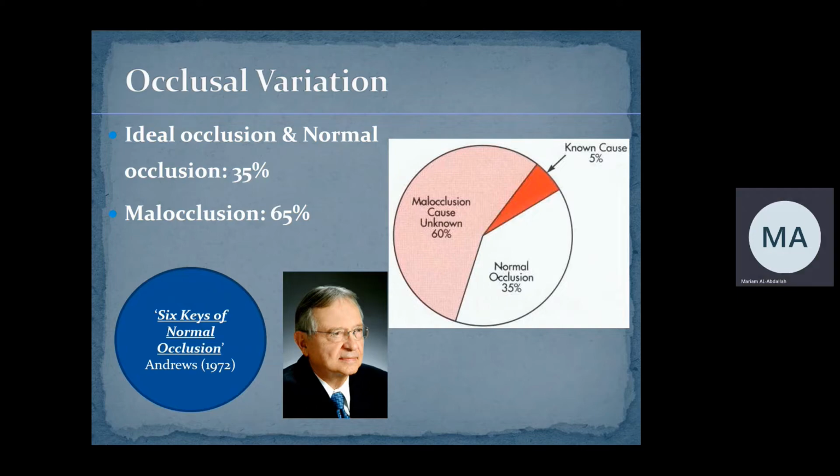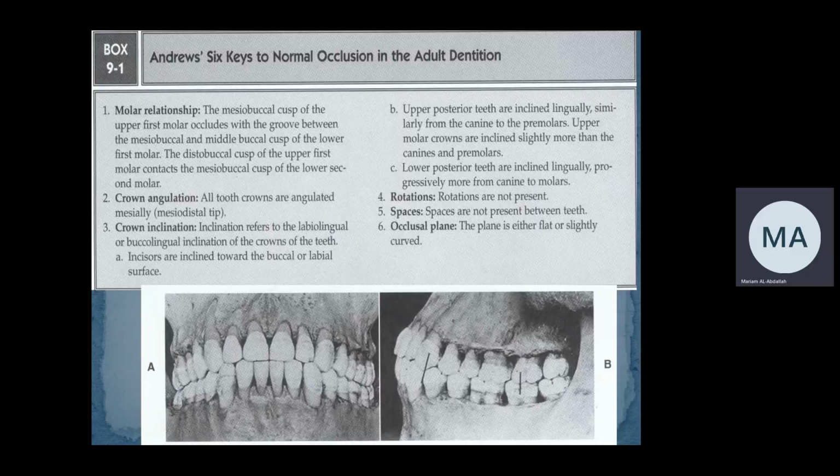To describe normal occlusion, Lawrence Andrews took 120 study models of patients with beautiful occlusion, males and females, and he studied those study models thoroughly, made lots of measurements, and came out in the 1970s with what we call the 6 keys to normal occlusion. As we talk about these keys, we're going to be introducing you to some terminologies. For example, the first key is talking about the molar relationship.